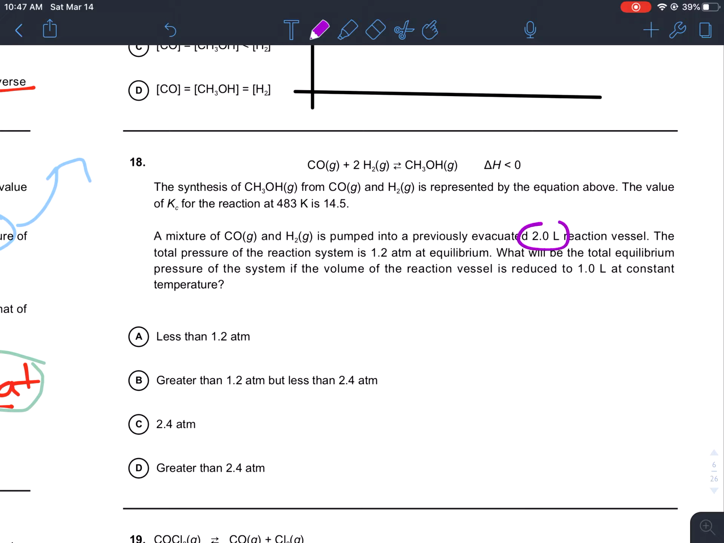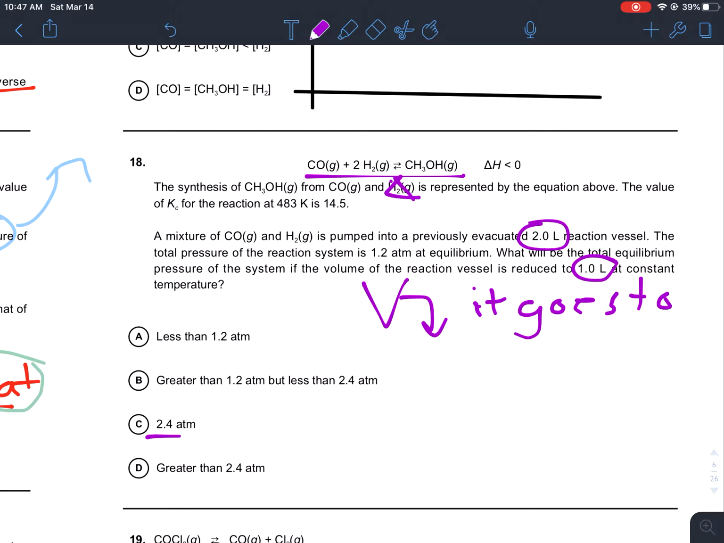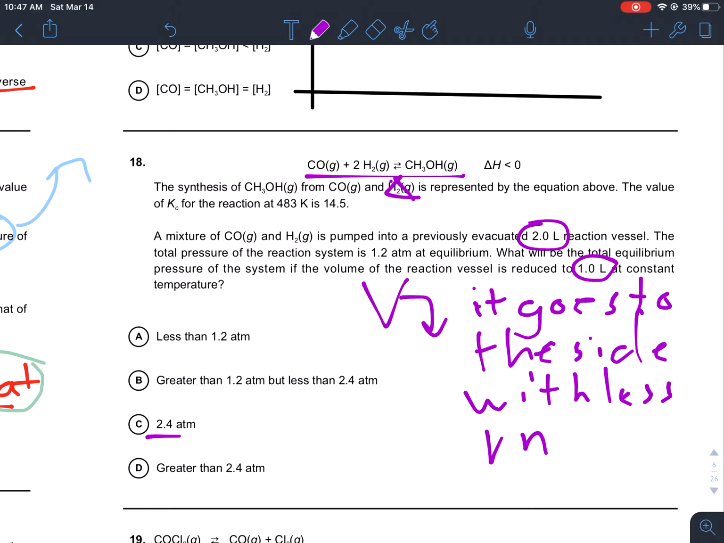So people are going to think, oh, I halved the volume, then I should double the pressure. So you're going to think it's C. However, think about it like this. Think about it in terms of equilibrium. When your volume decreases, remember, Le Chatelier's stresses, it goes to the side with fewer moles. Okay, so when you decrease the volume, it's going to go to the side with fewer moles.